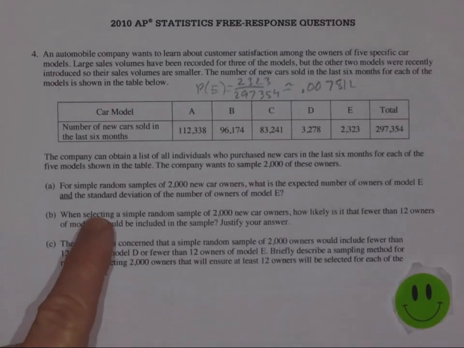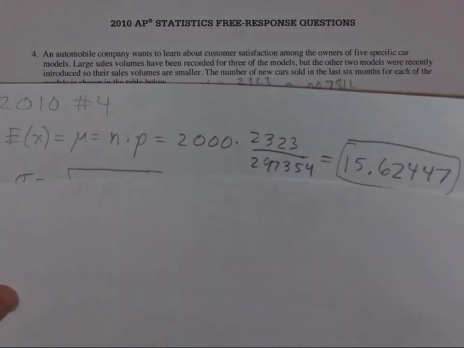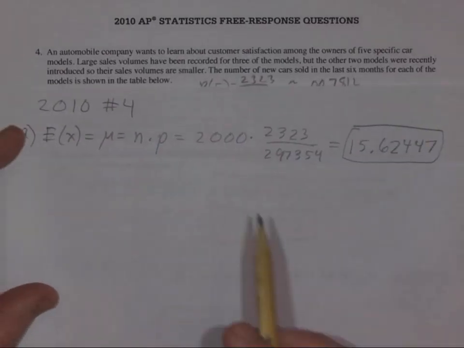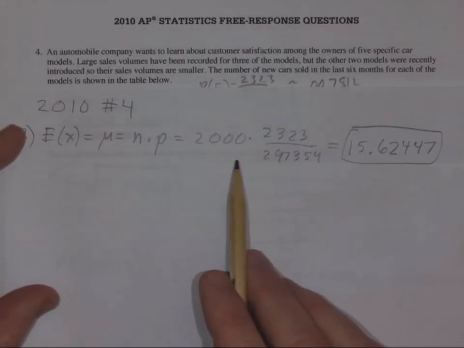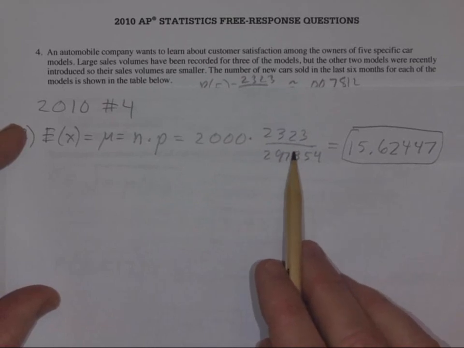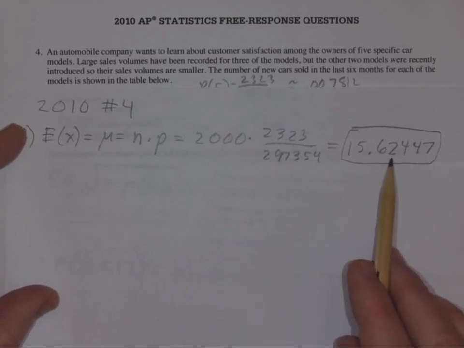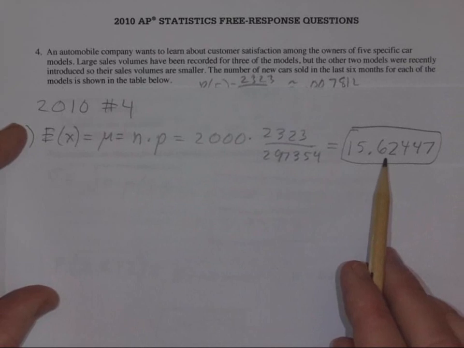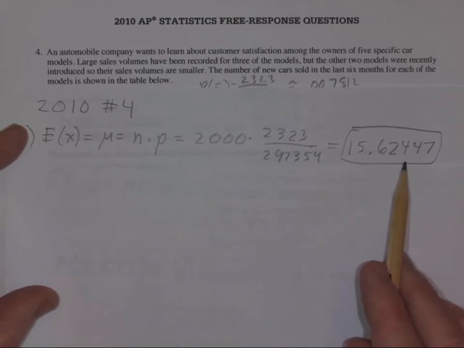It asked for the mean and the standard deviation. For the mean, I just said n times p. That's 2,000 times that proportion, so it's approximately 15.62. Don't round it to the nearest integer at this point. You would just report it that way.